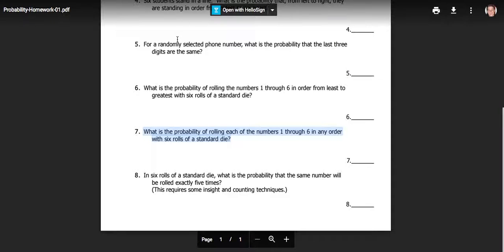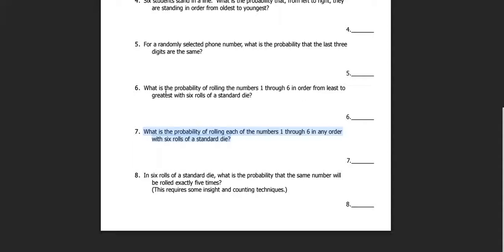Let me finish, Anatole. So for number 6, there was one outcome we were interested in, so the numerator is 1 and the probability is 1 over 6 to the 6th. In number 7, the question is, what is the numerator?